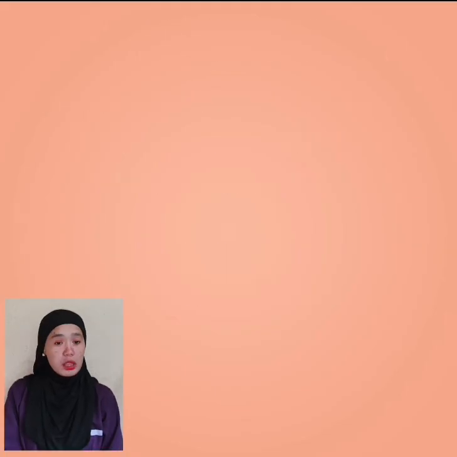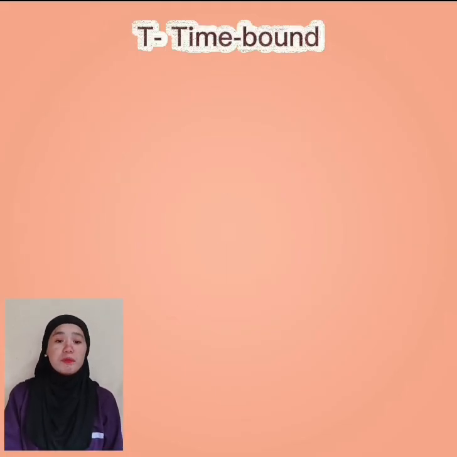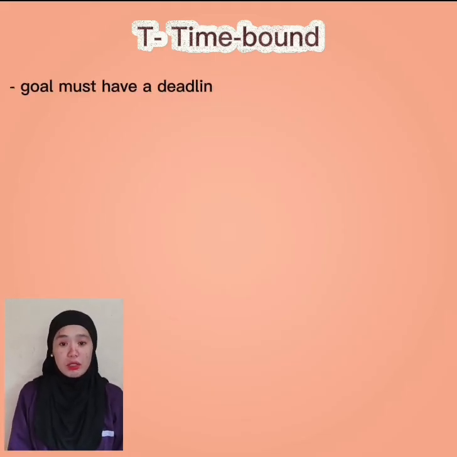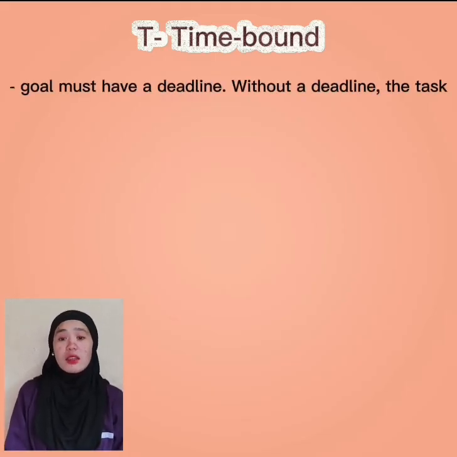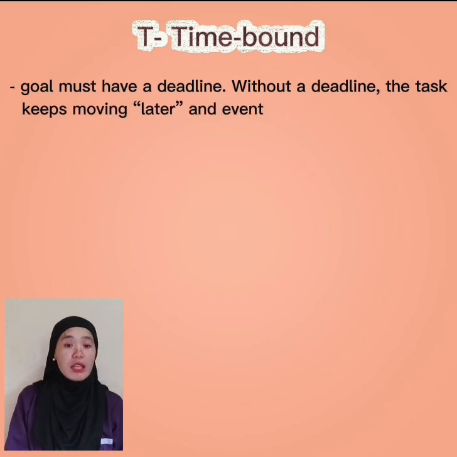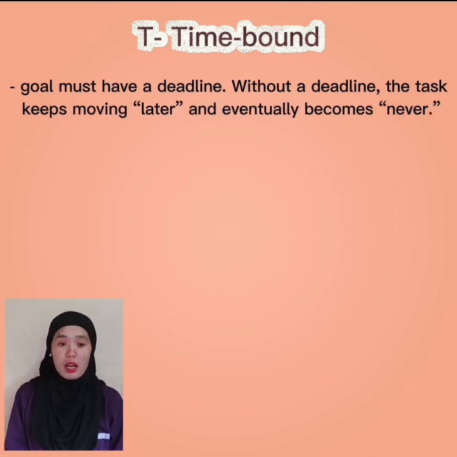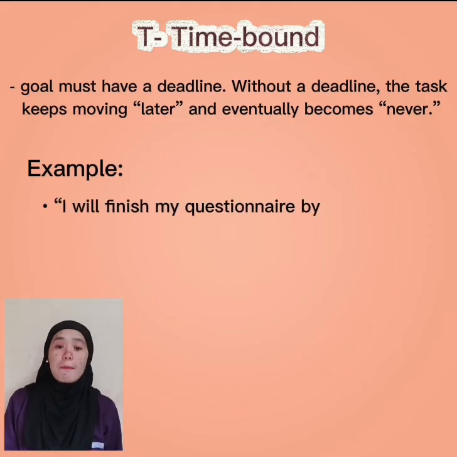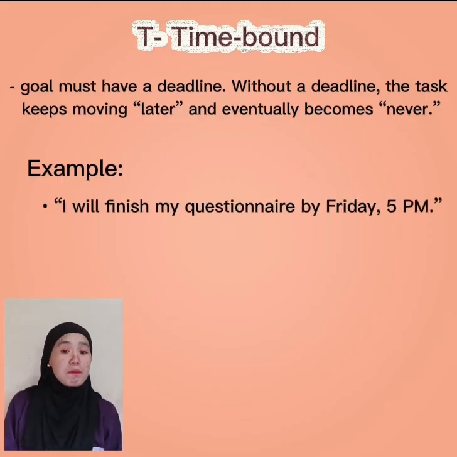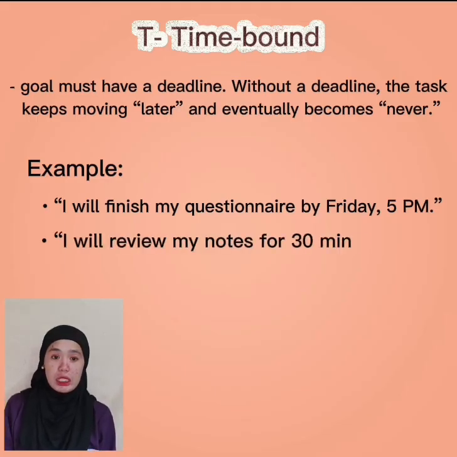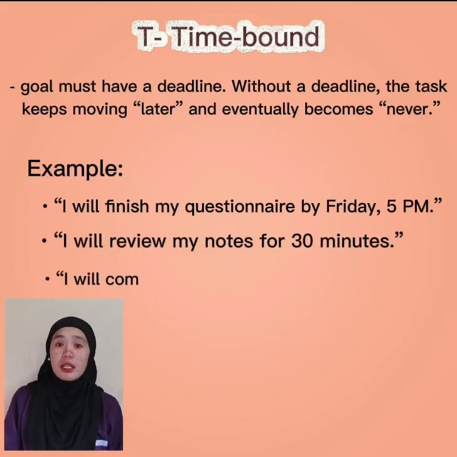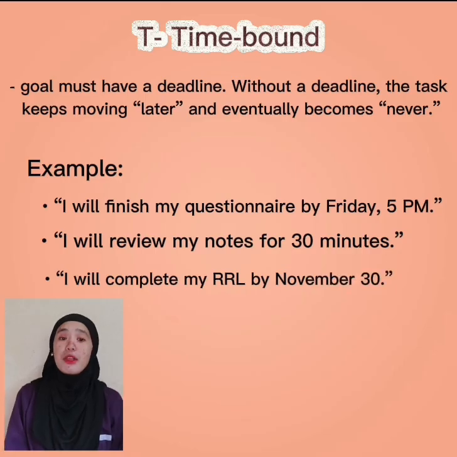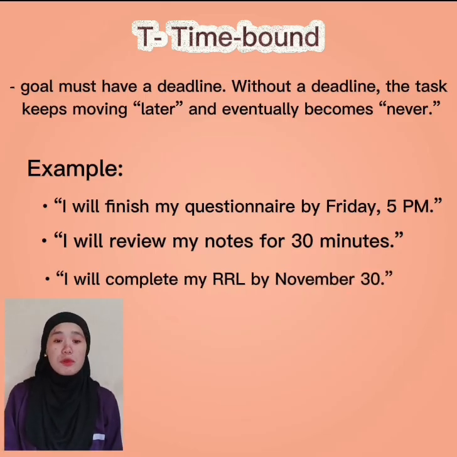Let's proceed to the T, which is time-bound. Time-bound means your goal must have a deadline. Without a deadline, the task keeps moving later and eventually becomes never. Example, I will finish my questionnaire by Friday at 5 p.m. I will review my notes for 30 minutes. I will complete my RRL by November 30. Deadlines push us to act.